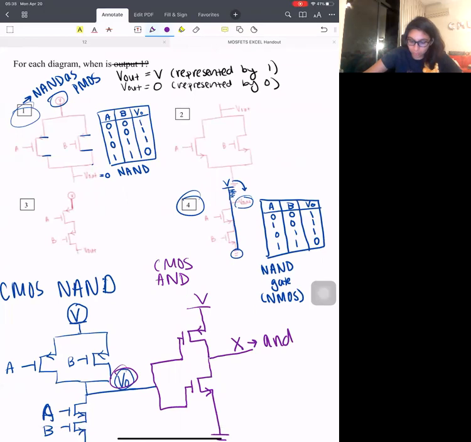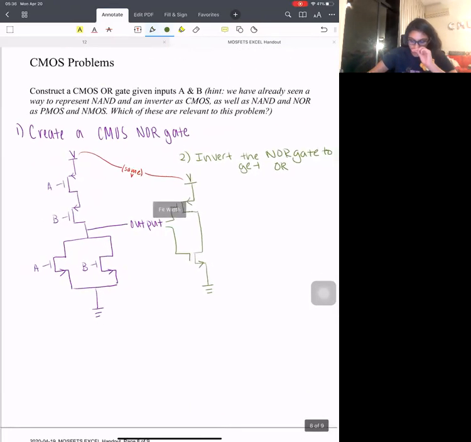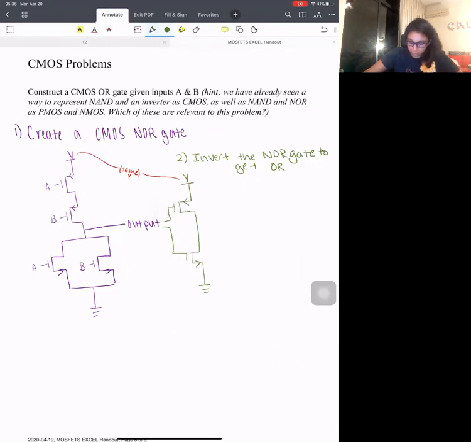And basically what you'll come to find is that this represents an OR gate for NMOS, and this represents an OR gate for PMOS. And so then you put those again on top of each other, and then you invert the output, and then this will represent OR.